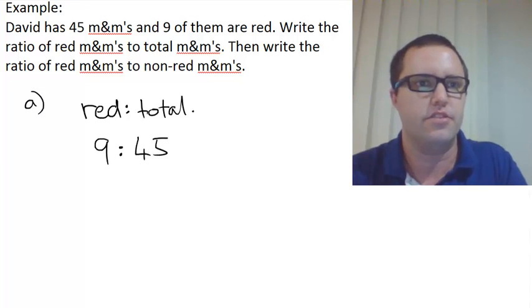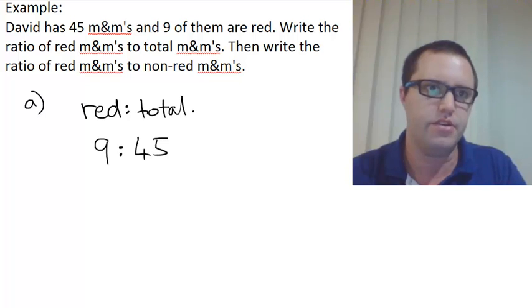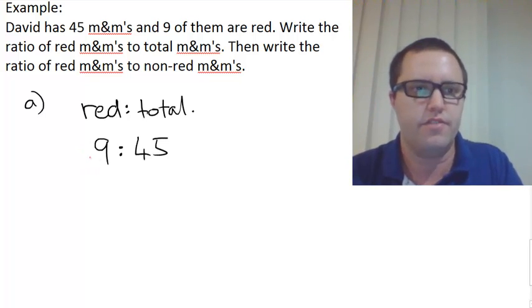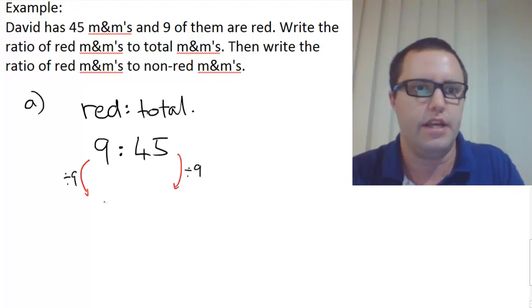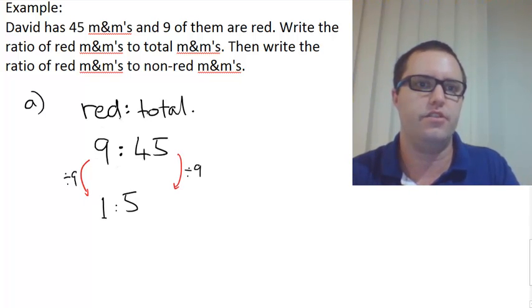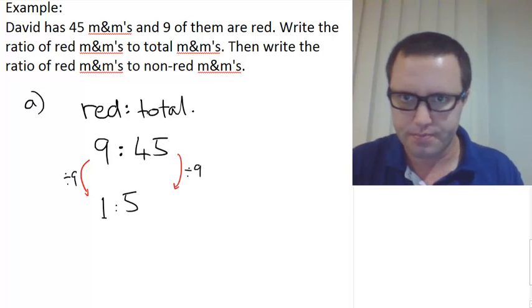Now, this is not our simplified form yet, because both of these have the highest common factor of 9. So we're going to divide by 9, and we're going to end up with 1 is to 5. Okay, so that's the ratio of red to the total number of M&Ms, 1 is to 5.